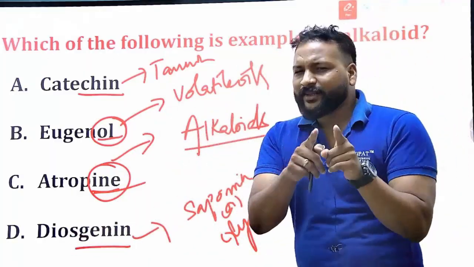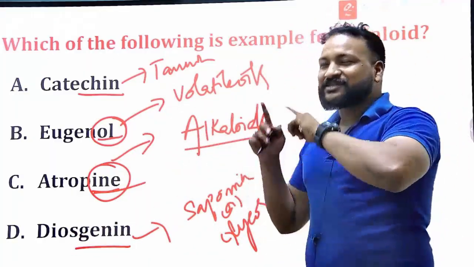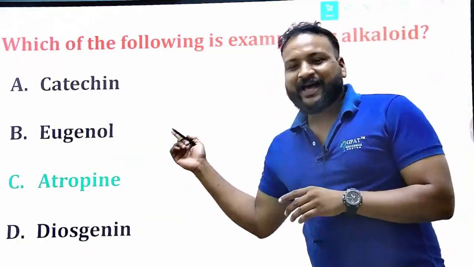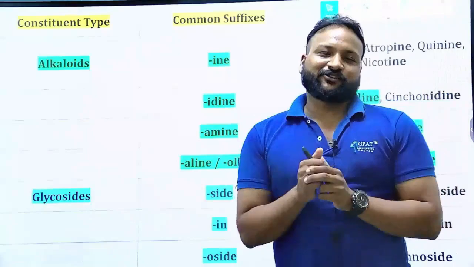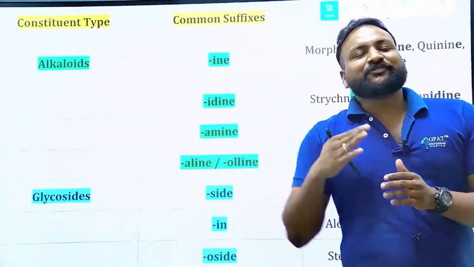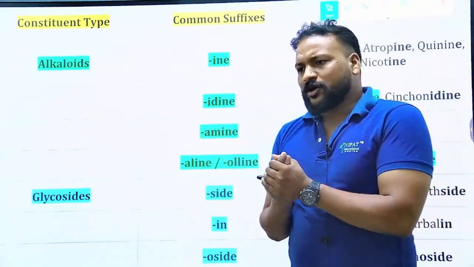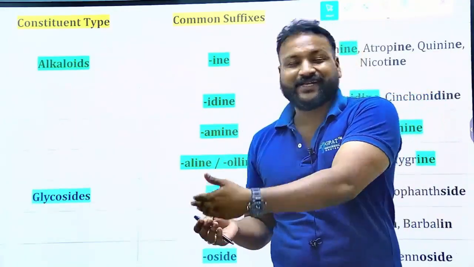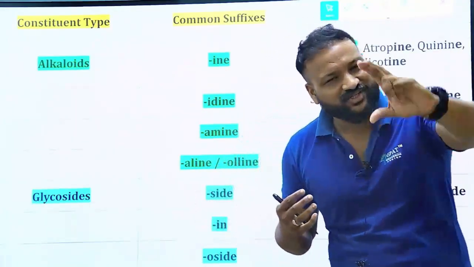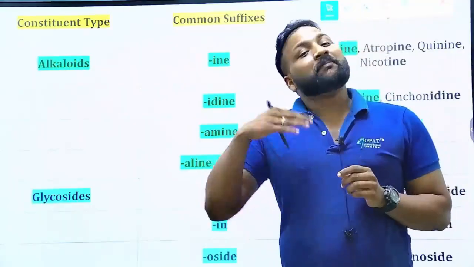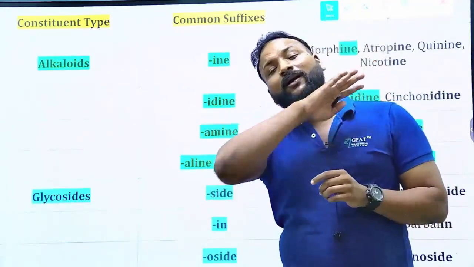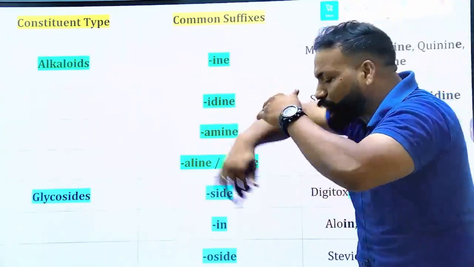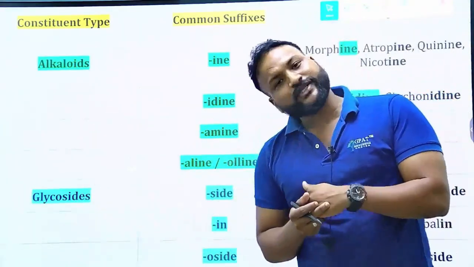Do not worry, I'm going to show you more examples in the upcoming slide. So undoubtedly the right answer is atropine. In pharmacognosy, we not only have alkaloids and glycosides, we have a lot of secondary metabolites based on the chemical structure and nucleus. I'll tell you about all the chemical concepts now. So how do we identify whether it is an alkaloid or a glycoside?